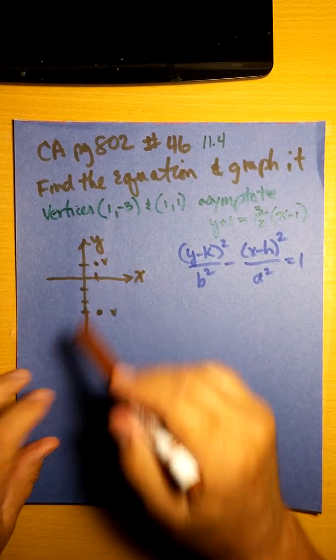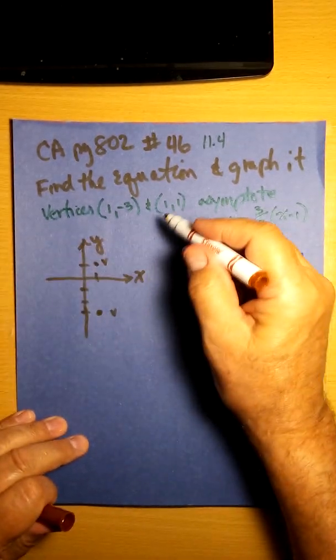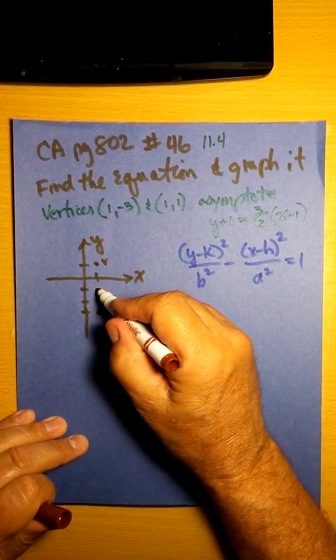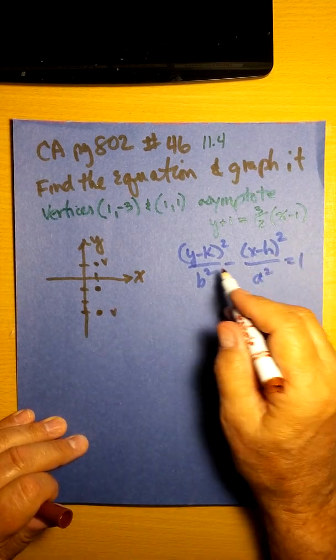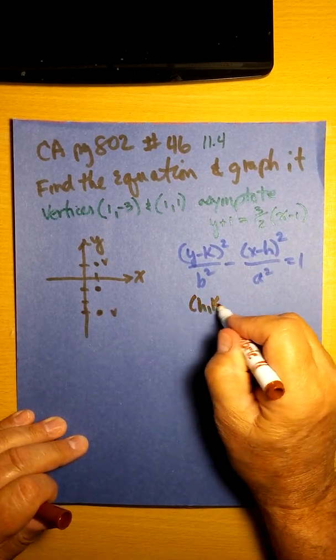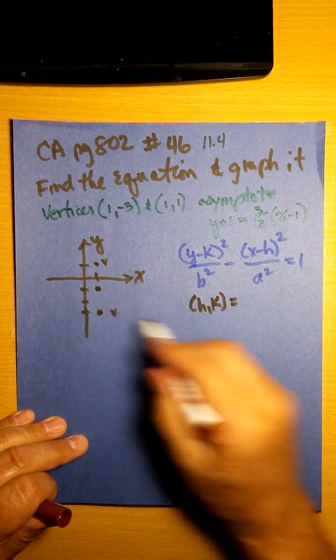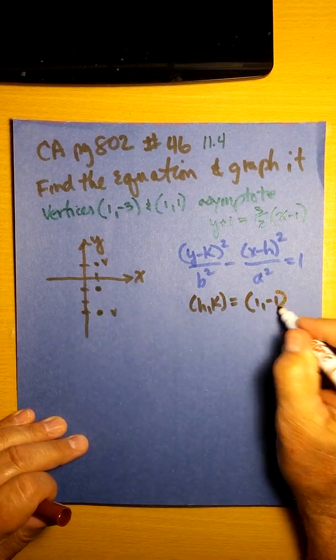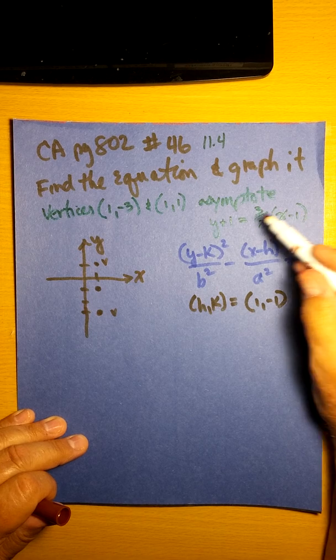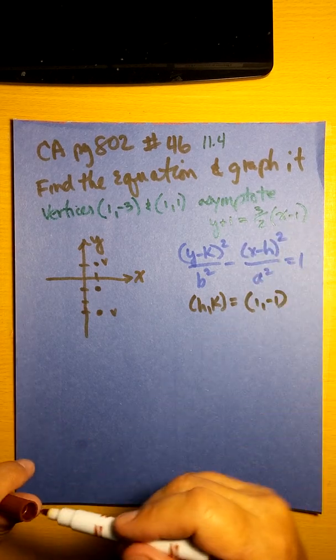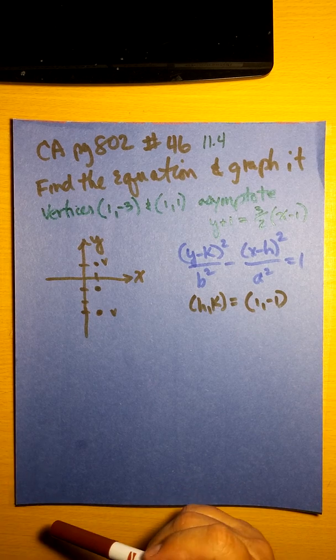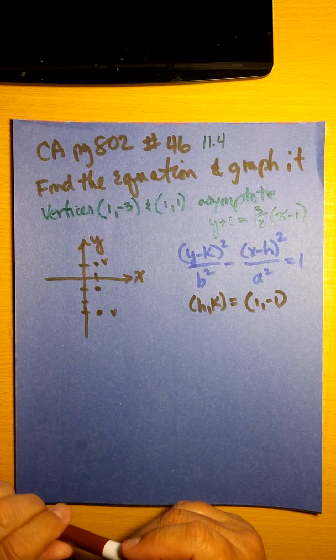Well, if these are the vertices where this thing opens up and down, then right in the middle is the center, which is the (h, k). So (h, k) should equal (1, -1). That also, if you took a look at our equation for the asymptote, you can see the 1, -1 stuff in there too. Now we need a and b.